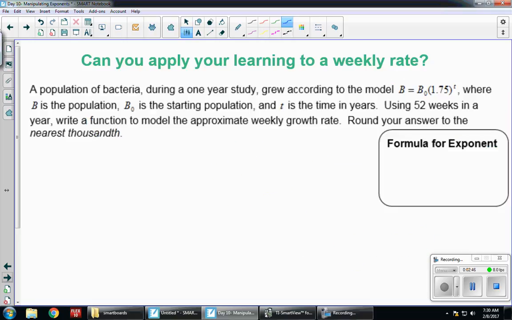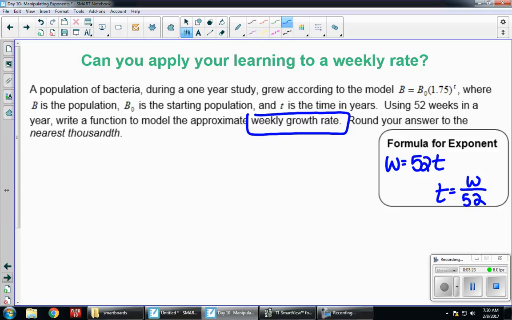A population of bacteria during a 1-year study grew according to the model B equals B sub 0, 1.75 to the t, where B is the population, B sub 0 is the starting population, and t is the time in years. Using 52 weeks in a year, write a function to model an approximate weekly growth rate. Round your answer to the nearest thousandth. So weekly happens 52 times a year. Think about your compound interest formula, NT. So that means T is going to equal W over 52.